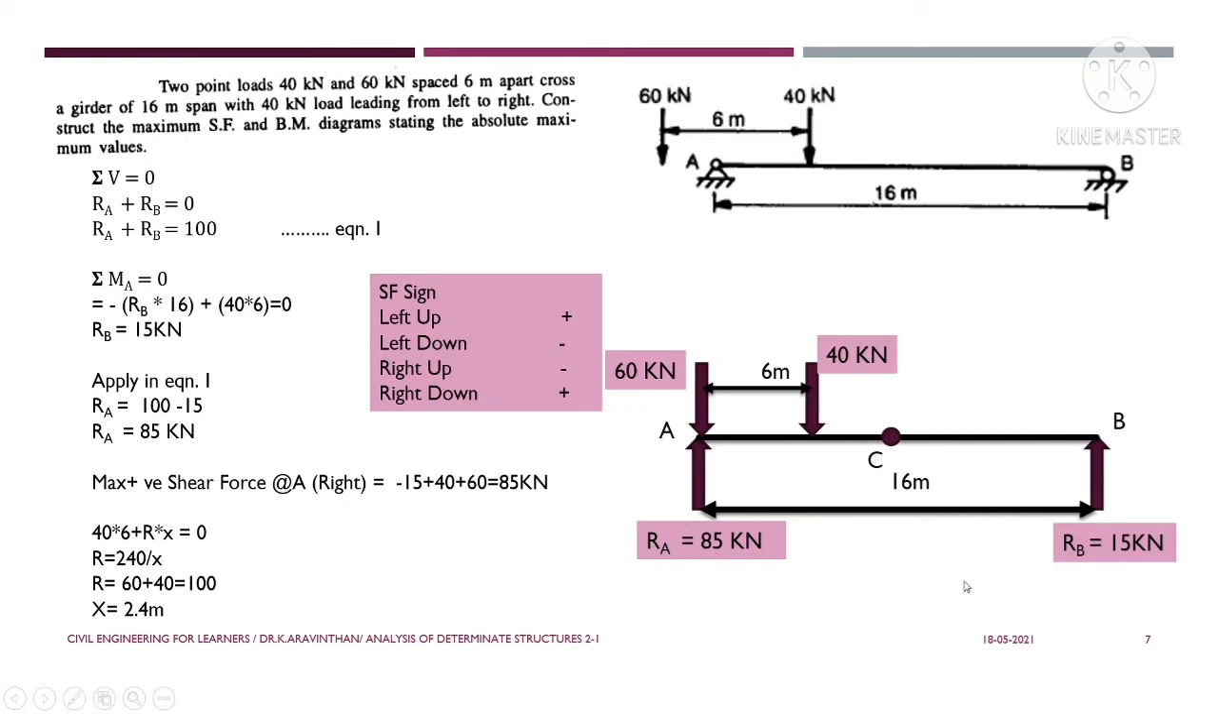Now we have found out the reaction. Next thing, we have to take shear force. So let us take shear force at point A here. When considering the shear force, you will be taking a point just left to point C. Say for example, if you consider point B, you will be taking B right and B left. For each and every portion, you will be taking shear force at both right and left hand side. So when considering the shear force, you have to split this.